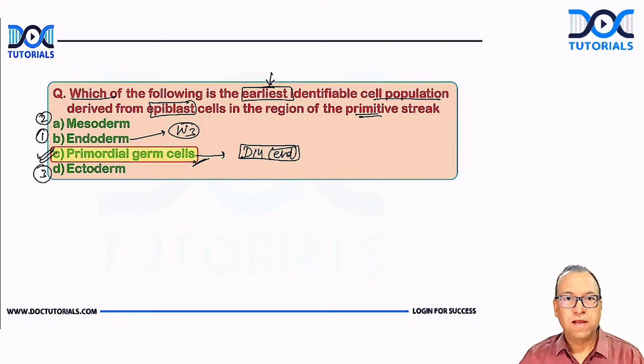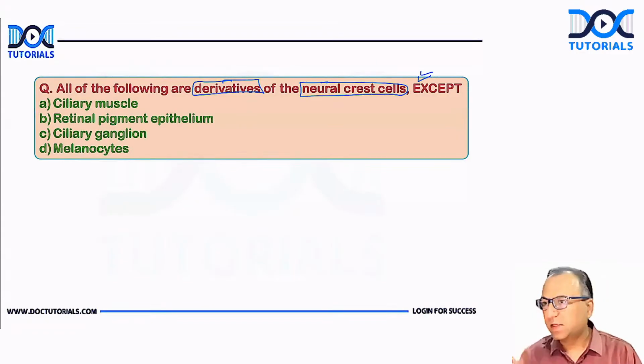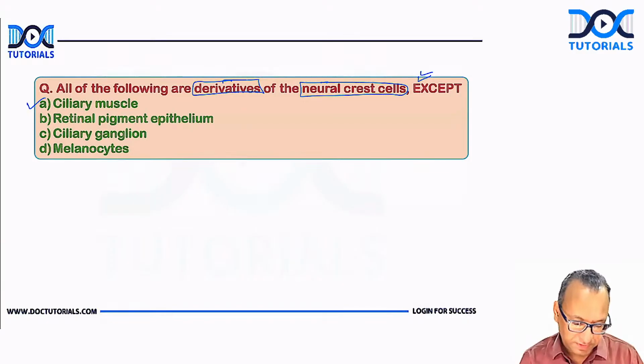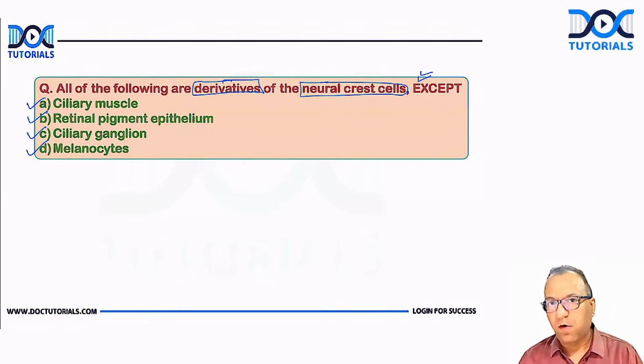Okay, so as we continue, we are looking at the next question. It is one of the questions which is asking us about the derivatives of neural crest cells and the exception. As you'll find in these choices, there are ciliary cells, ciliary muscle, retinal pigment epithelium, ciliary ganglion, melanocytes. We are talking about the developing eyeball here.